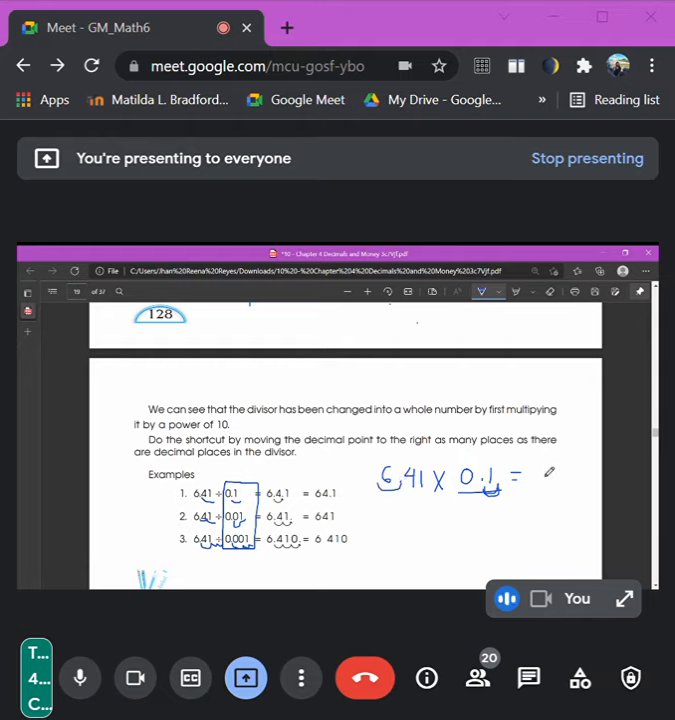So you will have your answer as 0.641. Remember sa movement ha, na siya changes, basta decimal ang given. Shall we say, reverse siya. If ang divisor is 0.1, 0.10, 0.100. And then same as well here. 6.41 times 0.01.